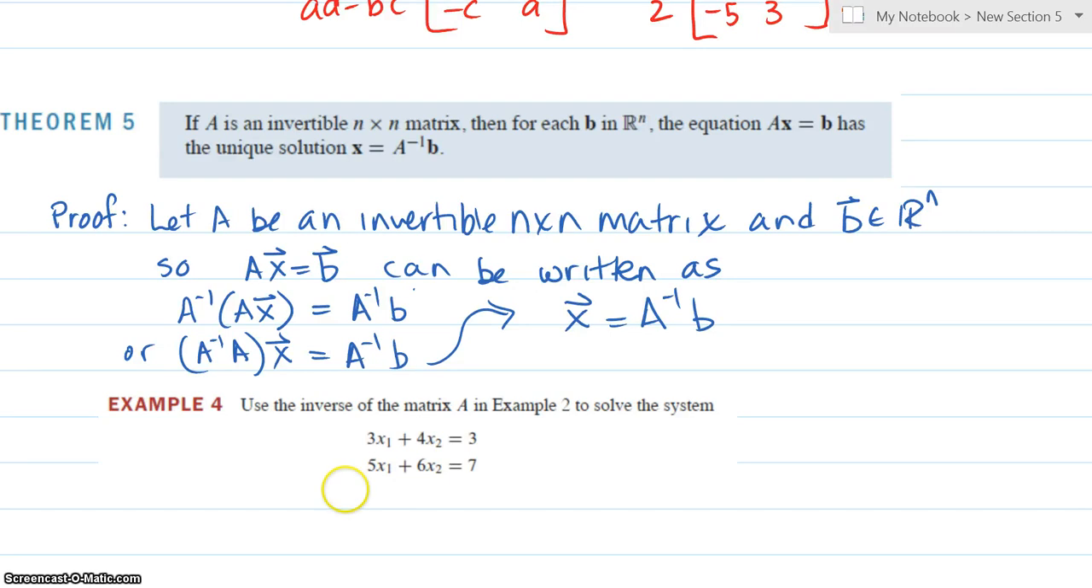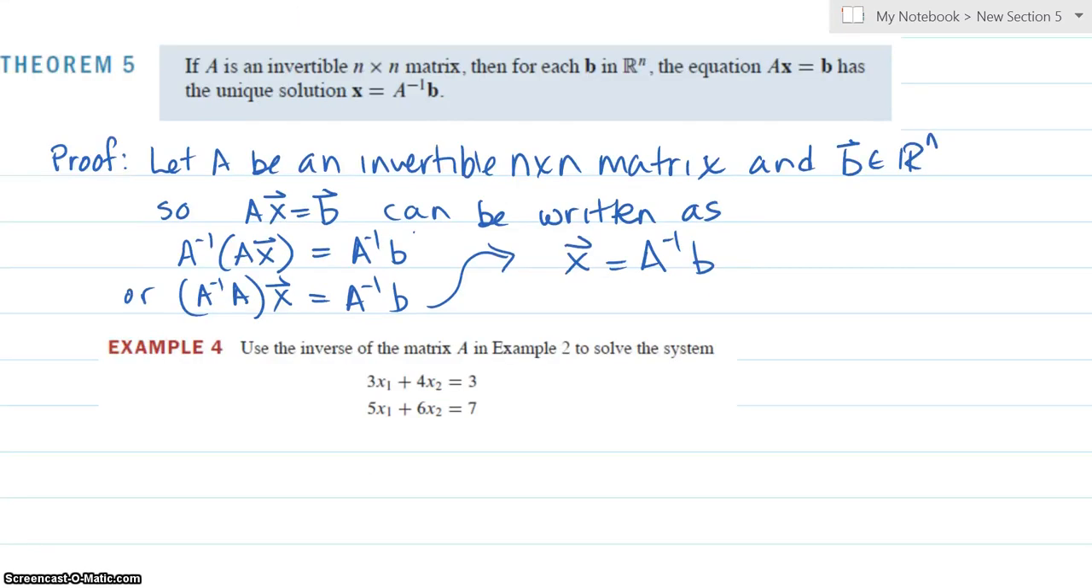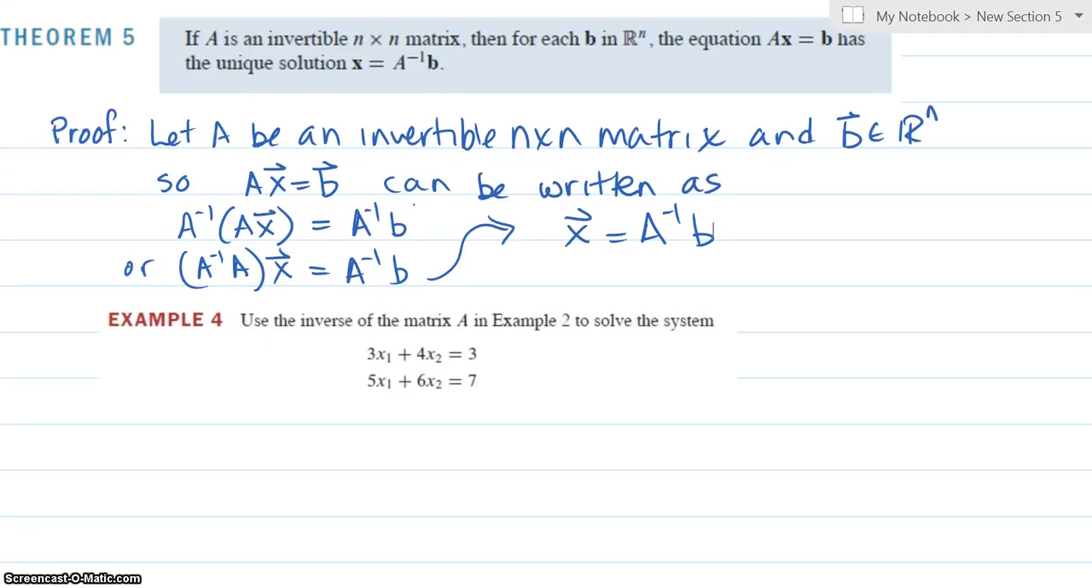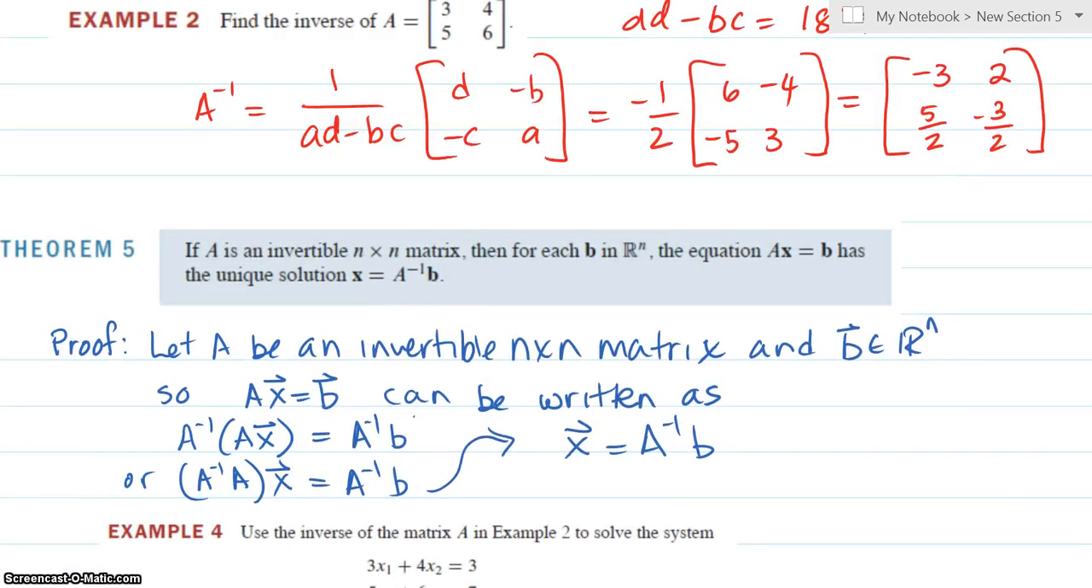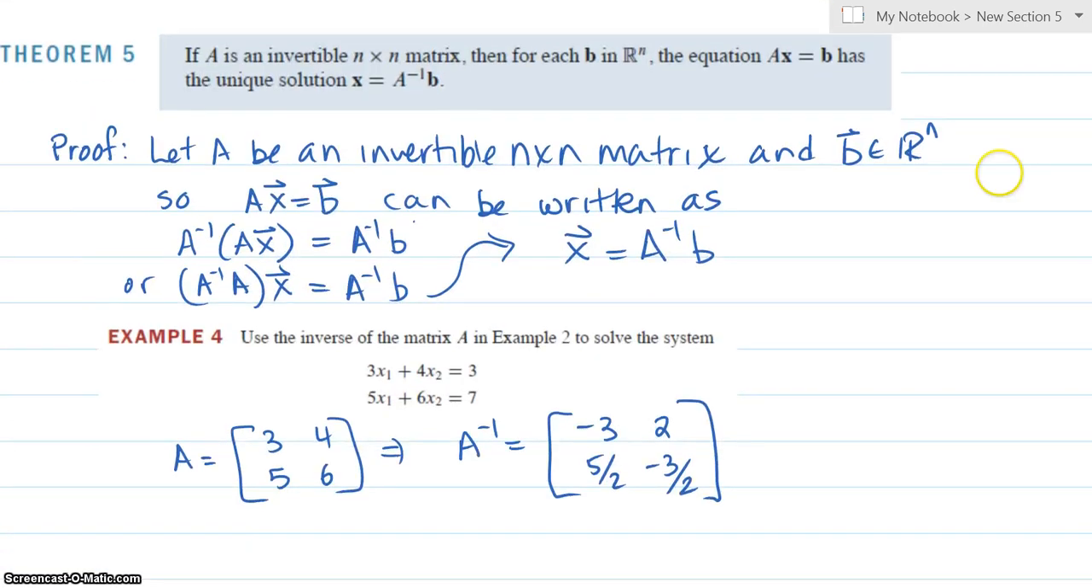Example 4 shows this for a 2 by 2, but to be honest, this could be any n by n matrix once we find how to find the inverse of a larger matrix, which ironically we're going to use this theorem. So let's go ahead and do it this way. We know what A inverse is here, because A is equal to 3, 4, 5, 6. And therefore A inverse, we did this in example 2. What was it? Negative 3, 2, 5 halves, and negative 3 halves. Let's go and check that. Yep, that's what it was.